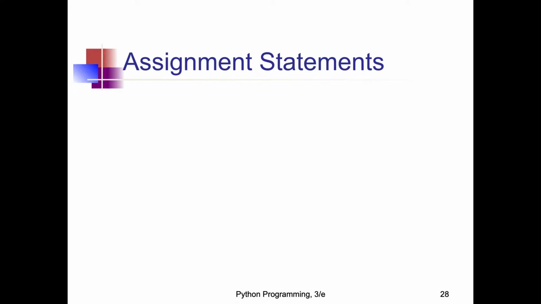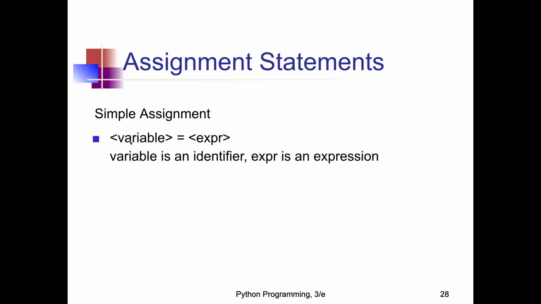Alright, so in this part, we're going to talk about the assignment statement. A simple assignment statement will look like this: a variable on the left, an equal sign in between, and an expression on the right. We can also call these the left-hand side and the right-hand side. In this case, variable again is an identifier, a name in Python, and expr is short for an expression.